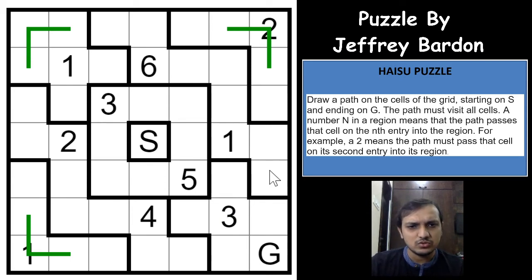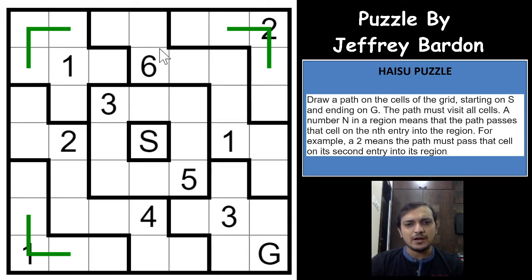Okay, so we can see the big region here which has a 6 number in it, which means that the entry will be the 6th time, right? There at least has to be 6 times entry into the region, right? So let us see how we can do that.